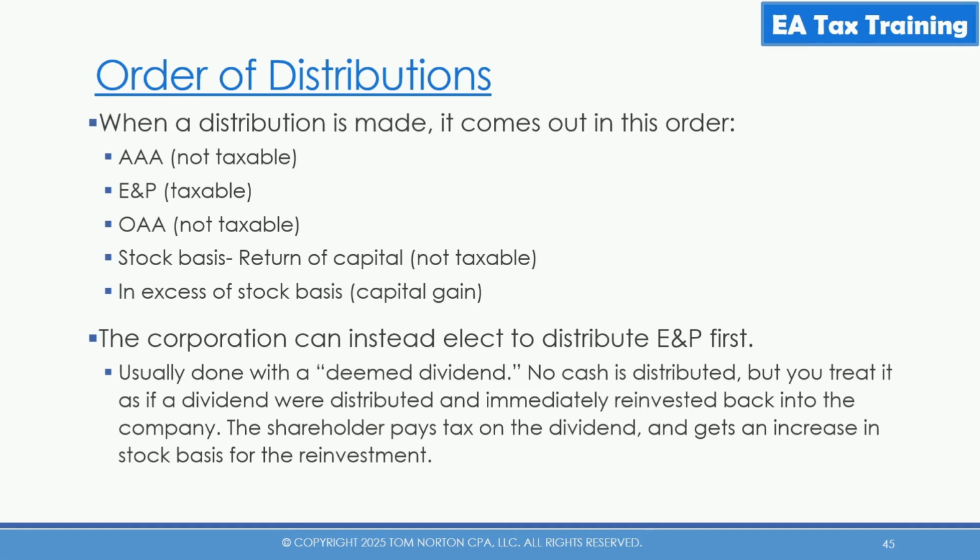So they distributed out all of the earnings, all the S Corp earnings, all the C Corp earnings. They've returned stock basis, still making distributions. That then is a capital gain.